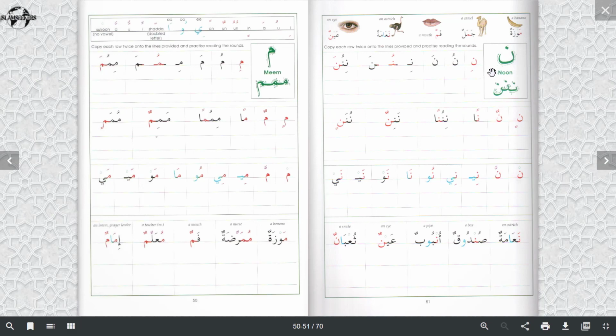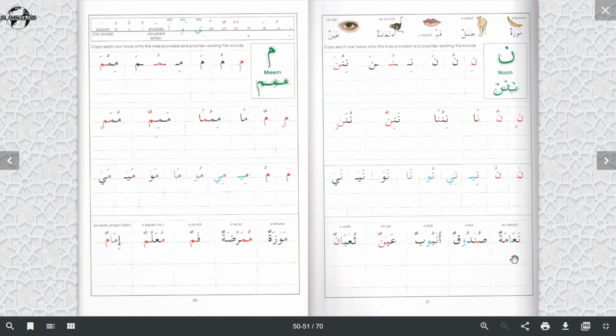Page 51. The letter noon. Line 1. Ni nu na. Ni nu na. Line 2. Nin nun nan. Ni nu nan. Na ni nun. Nu na nin. Line 3. N-na. Ni. Ni. Nu. Na. Nau. Nay. Nay.